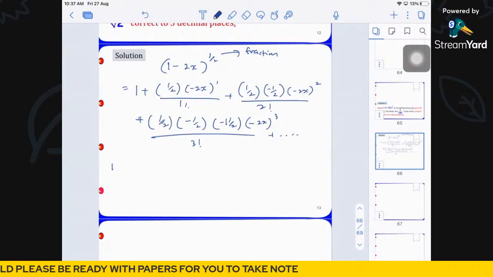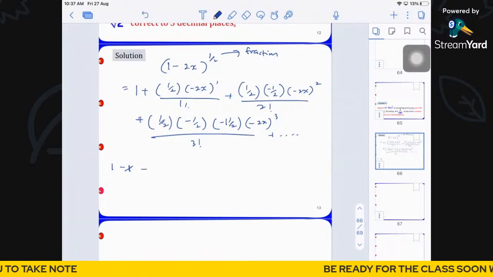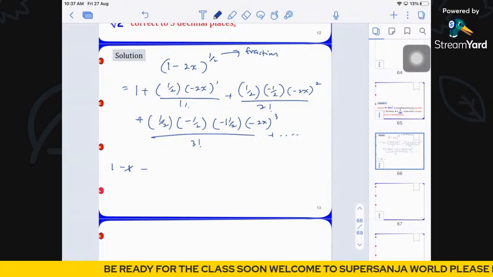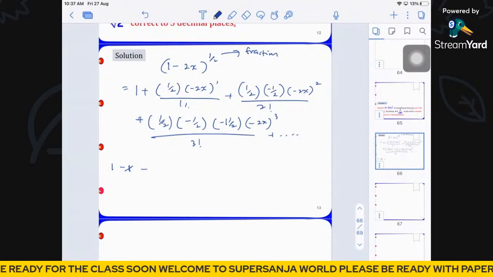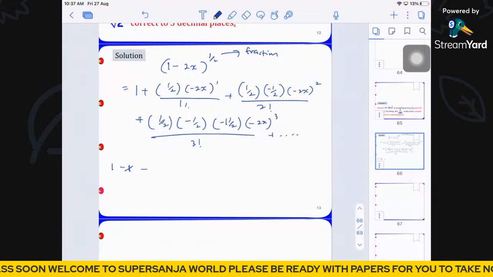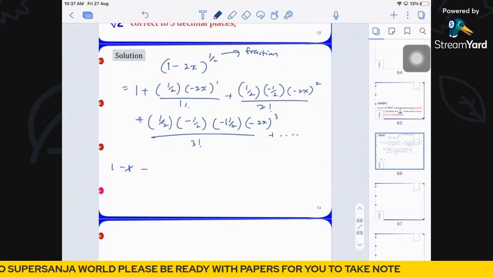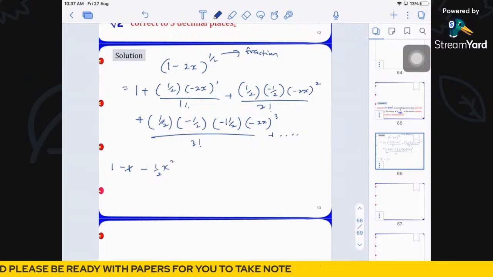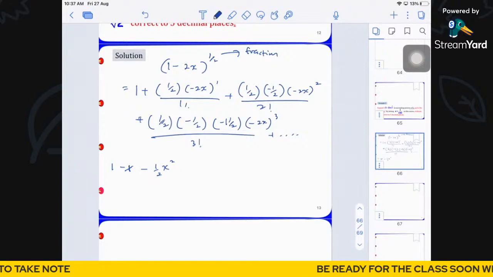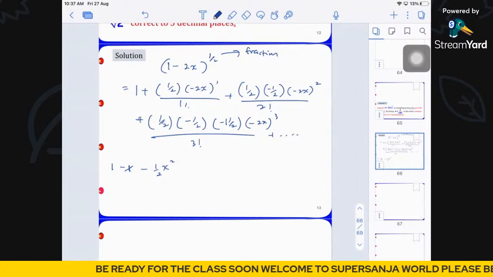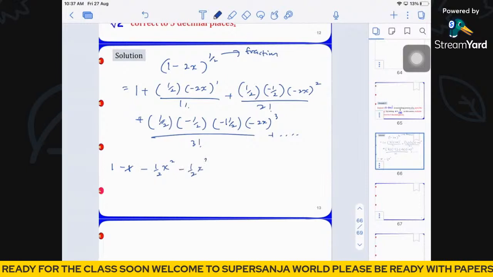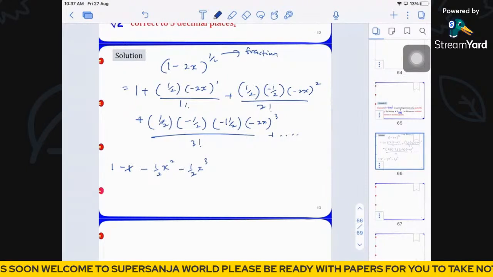So here you get 1, and then minus x, plus, expand for me please, press your calculator everybody: 1 over 2 times negative 1 over 2 times negative 2 squared, which becomes 4, divided by 2 factorial, so negative half x squared. I hope my expansion is correct, please check. Times negative 8, divided by 6, so again you get negative half x cubed. Do you all get this, class?